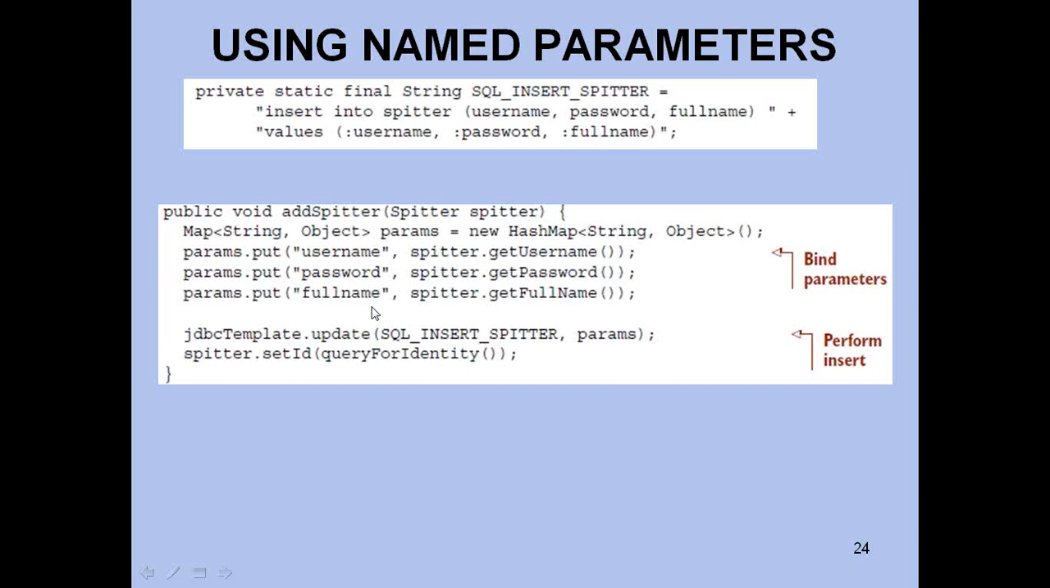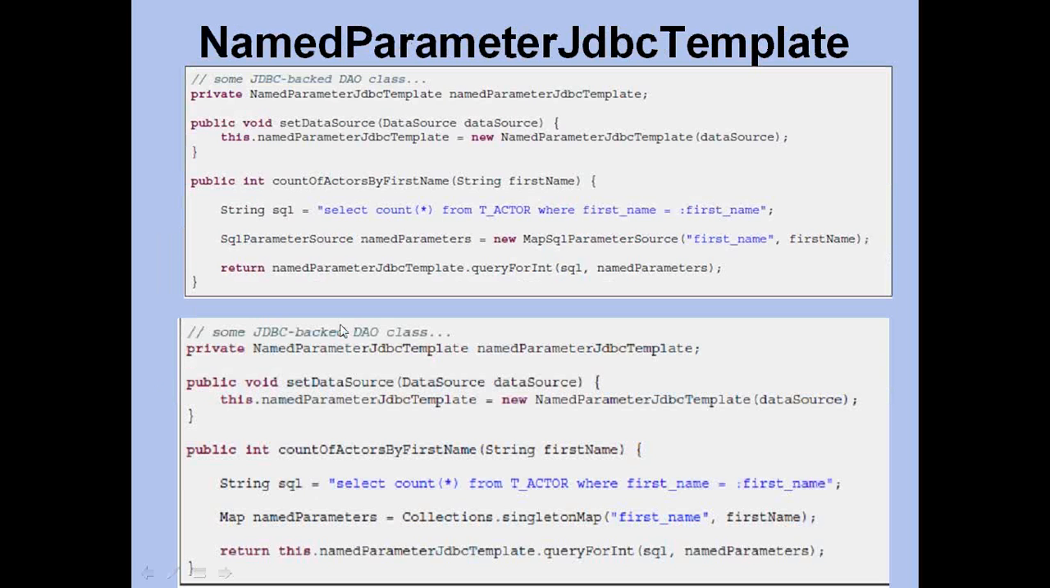But if you have hundreds of these, you don't need to do this manually, right? Username, password, full name, first name, last name, all those things. Instead, Spring provides you a class called MapSqlParameterSource. You don't need to create a map and then put the keys and the values into that. So directly use this MapSqlParameterSource class and pass the keys and the values.